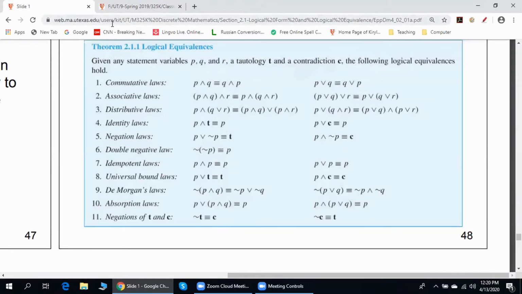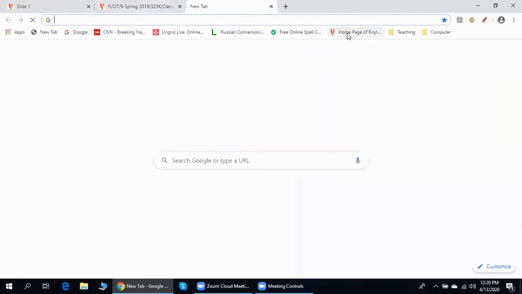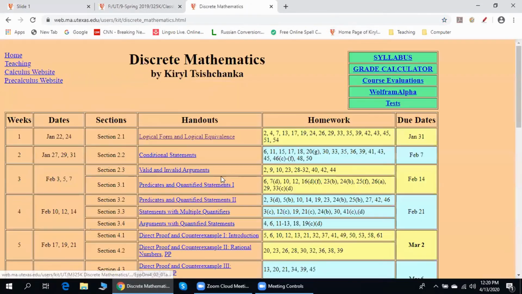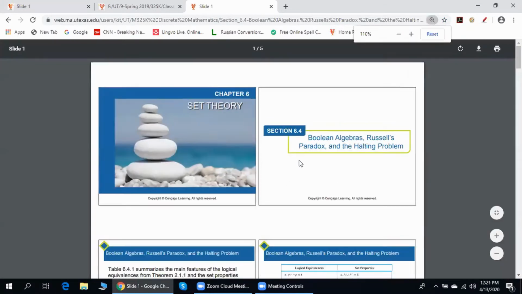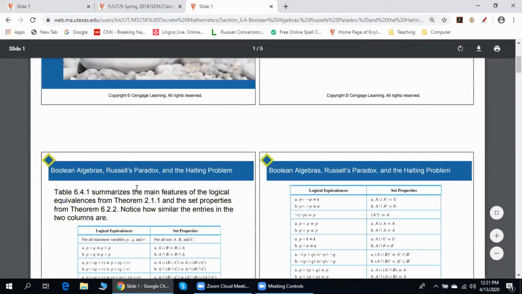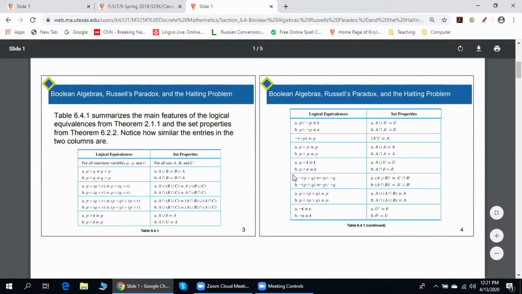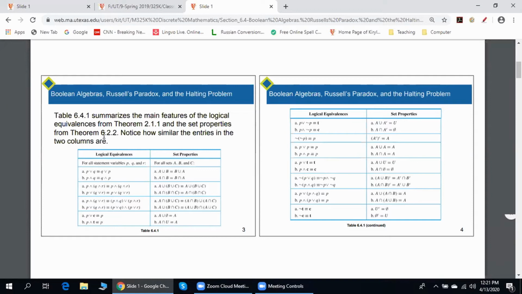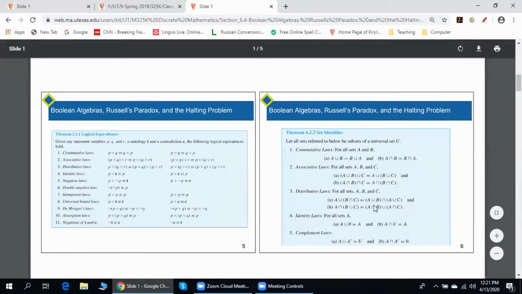So therefore, next question is, why do we have these similarities? Is this a coincidence or is there some rationale? It's exactly what we discuss here. Let us talk about so-called Boolean algebras. So once again, over here, we show similarities between logical equivalences and set properties. And here we compare these tables again.